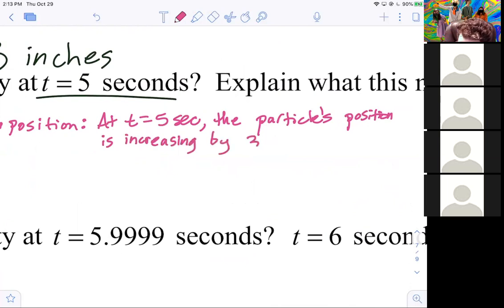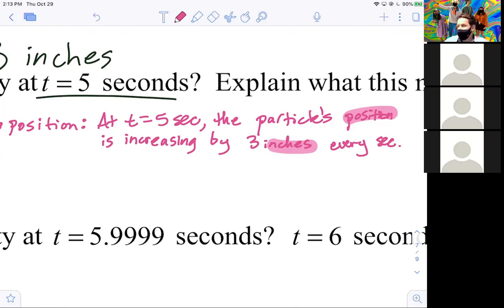by 3 inches, right? And we don't use the slash there because we have to answer in units of what we're describing. So you could say per or every. I'm going to go with every second. You could say per there. That's fine. At t equals 5 seconds, the particle's position is increasing by 3 inches each and every second.